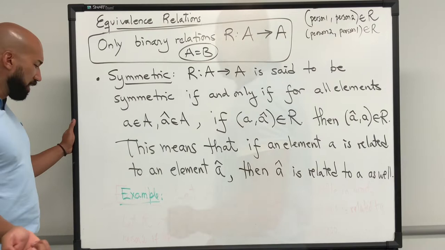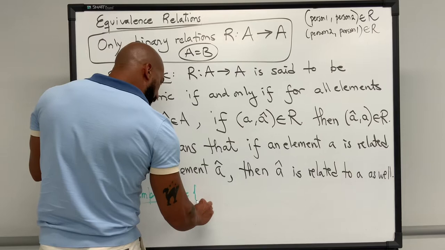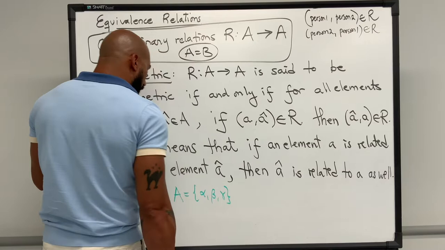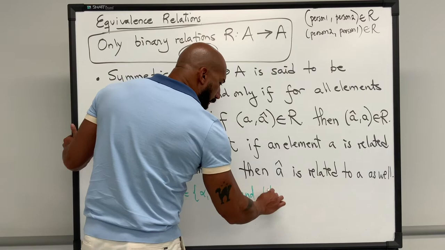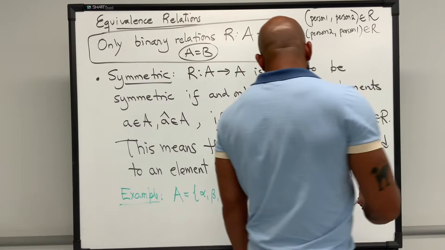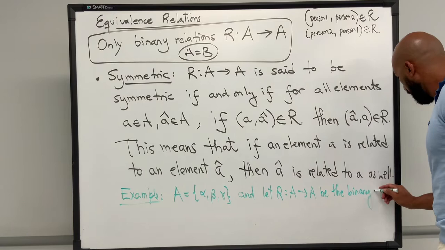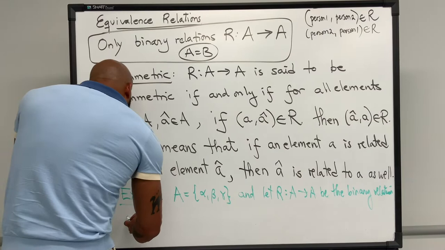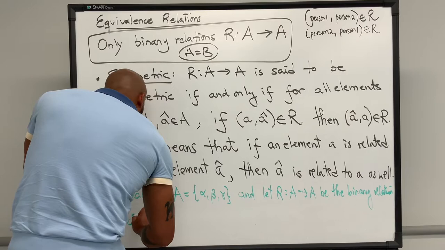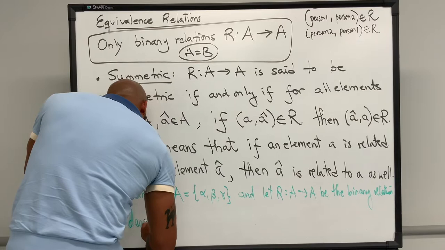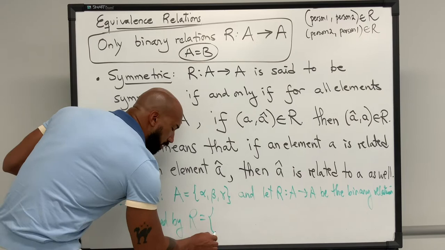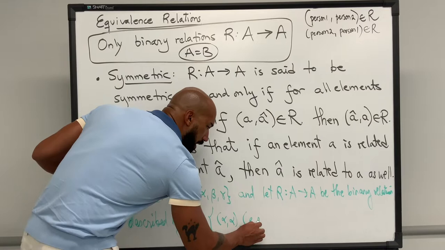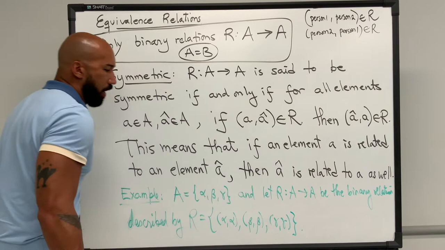All right, let's consider a second example now. Now I will suppose that the set A is the set whose elements are alpha, beta, and gamma. And let's consider now the binary relation R from A to A, extensionally given by, or described as, the set whose elements are the pairs alpha alpha, the pairs beta beta, and the pair gamma gamma. Right? Is this binary relation symmetric? Let's see what this is telling us.